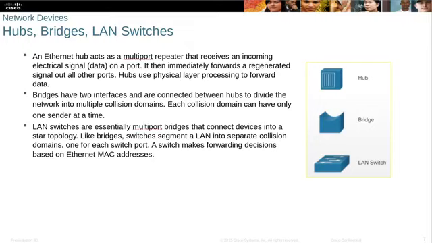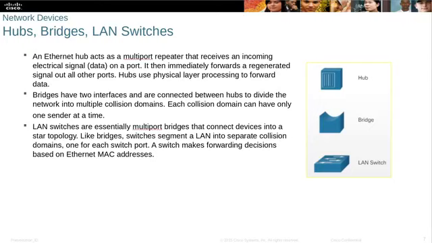Okay, so a bridge, which is a better device, lives at the data link layer, layer 2 of the OSI layer model. A bridge has 2 interfaces, and they are connected between hubs to divide the network into multiple collision domains. The bridge makes use of the hardware addresses, the media access control addresses, to intelligently connect 2 devices together.